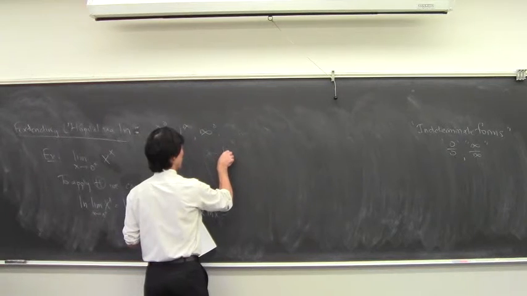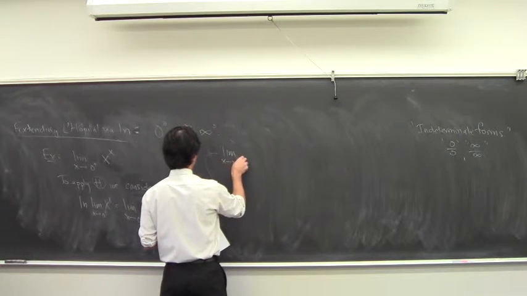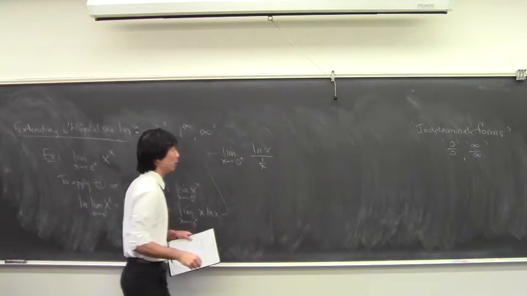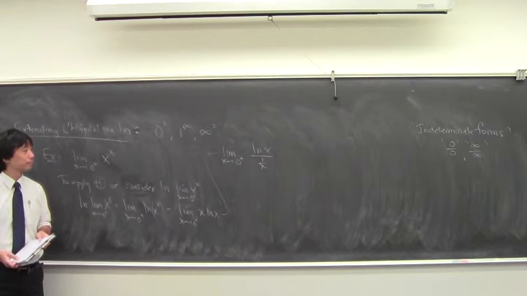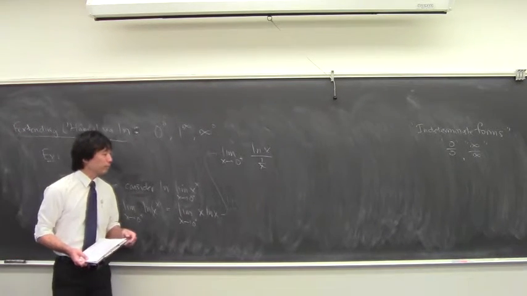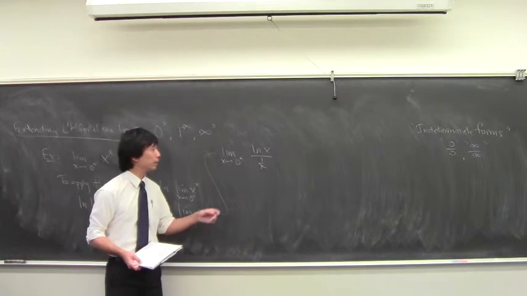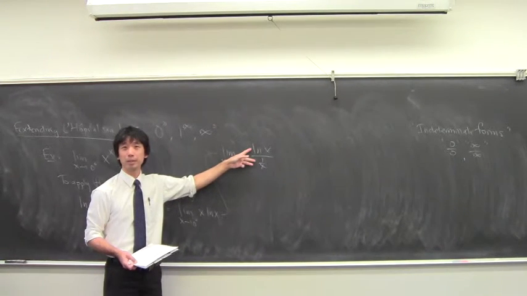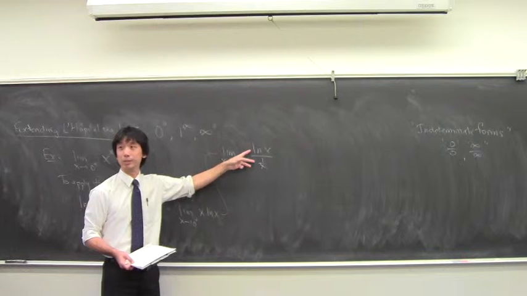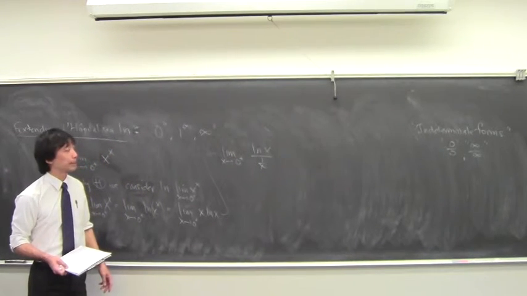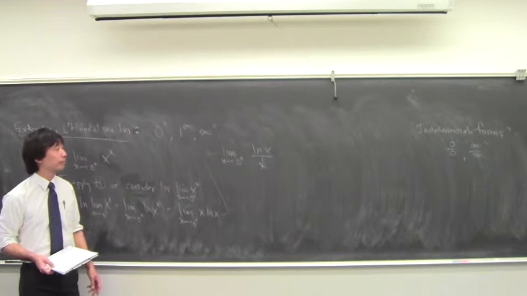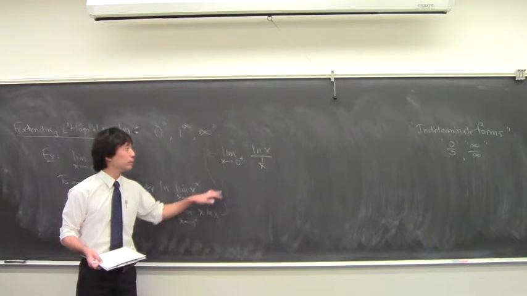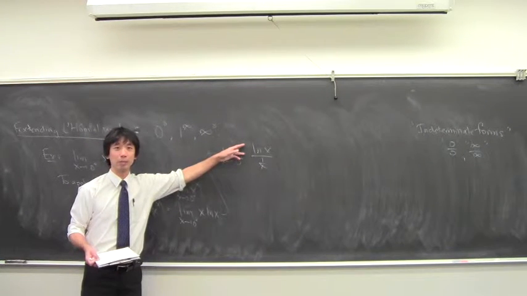And here I'm going to make it something that looks more like L'Hopital's rule. So I'm going to rewrite this as natural log over 1 over x, so that it looks like negative infinity over positive infinity. Now that it's in the right form, I'm going to apply L'Hopital's rule to it. So at this point, we're trying to bring in L'Hopital's rule, so we rearrange it in a form that L'Hopital's rule can apply to.